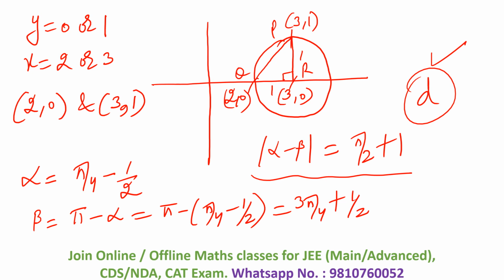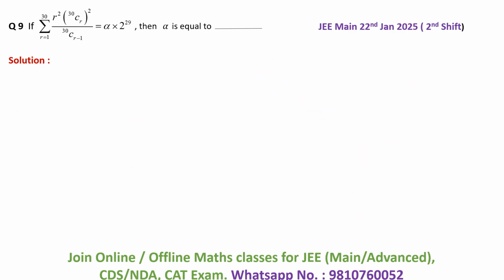Now students, we move towards the next question. Now students, this question is based on the topic of binomial theorem. It says if summation r varying from 1 to 30 r square into (30 Cr) whole square divided upon 30 Cr minus 1 equal to alpha into 2 to the power 29, then alpha is equal to.